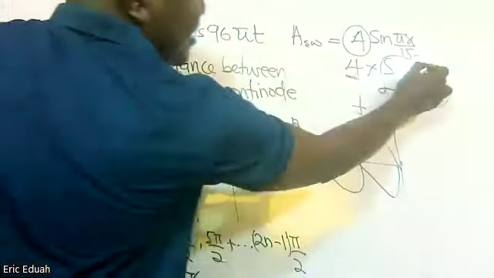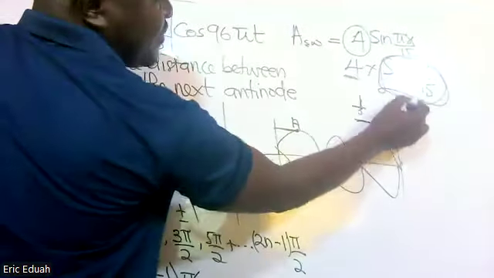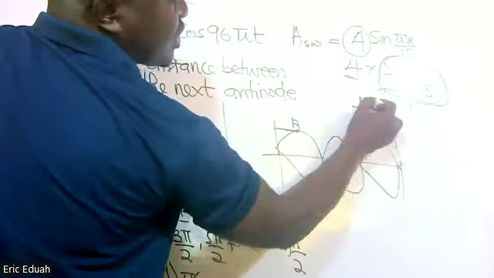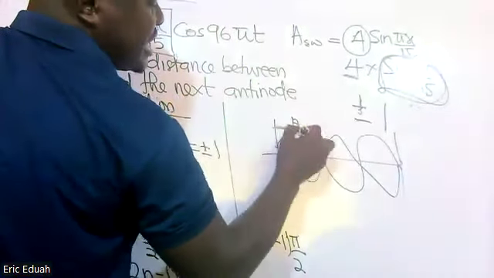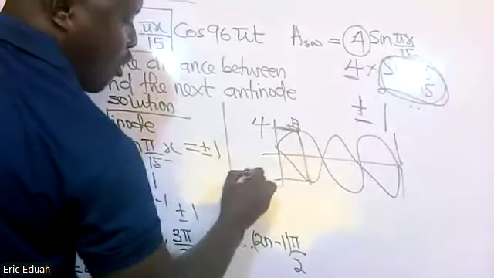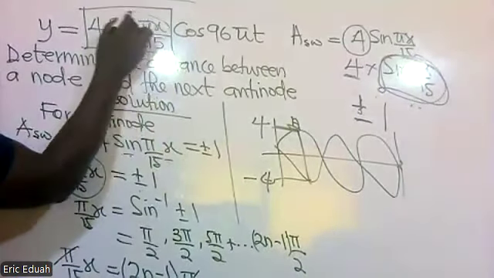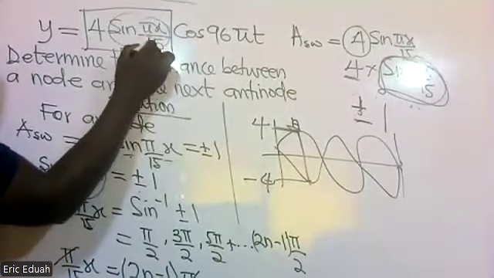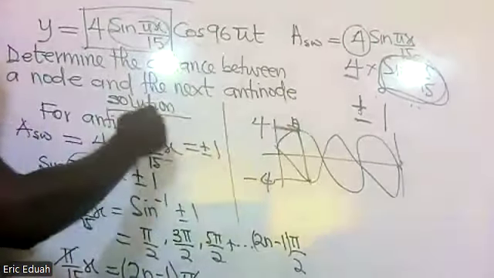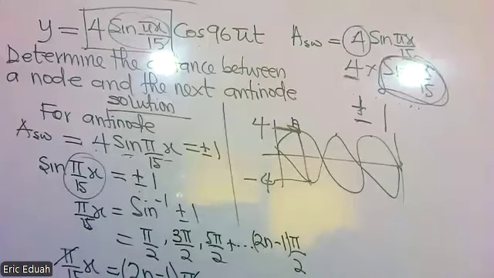We can go through that if this part is equal to plus or minus 1, because then we'll have 4 times either 1 or 4 times minus 1, and we'll have either this value as measured from here or this value as measured from here, 4 or minus 4. So Charlotte, this is the reason why we are equating sine pi x over 15 to plus or minus 1, so that we can get different angles where antinodes will be formed. Charlotte, are you okay? Yes, please.